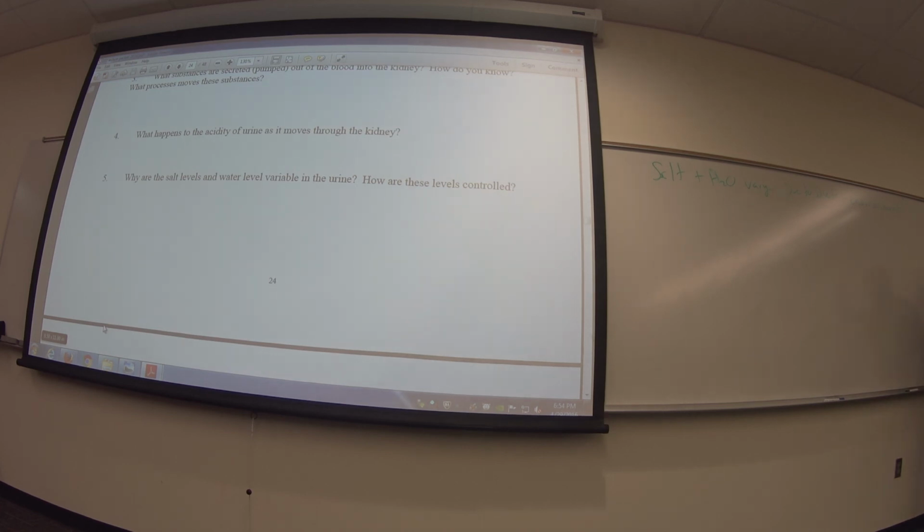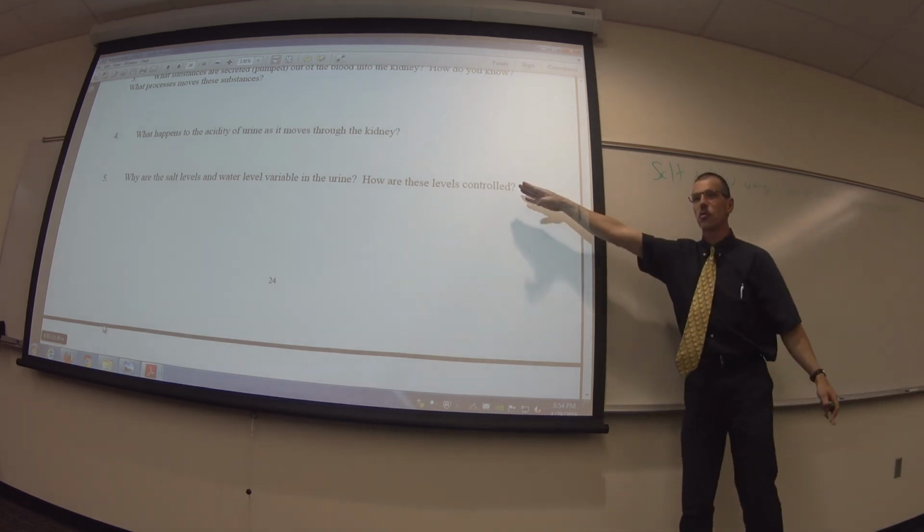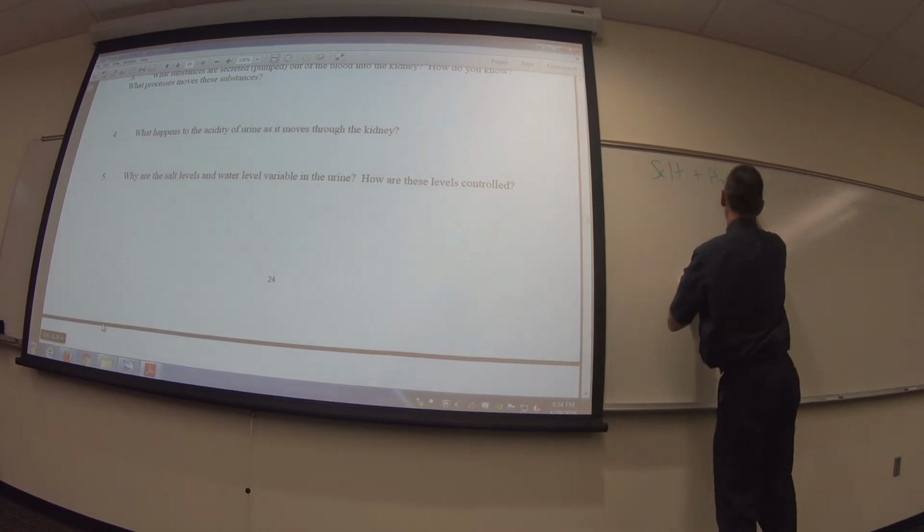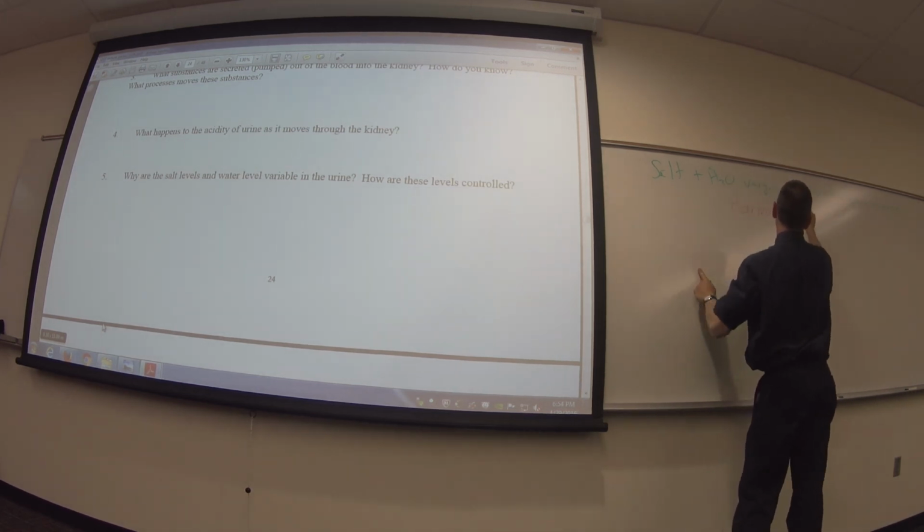So as I eat and drink, or I go outside in the summertime, I'm going to change my urine values for these. So how do you think they're controlled? How does your body control those values in your urine? Go back to 232. Hormones. Hormones is an answer.